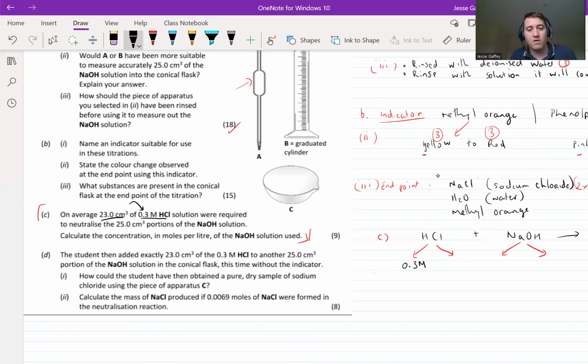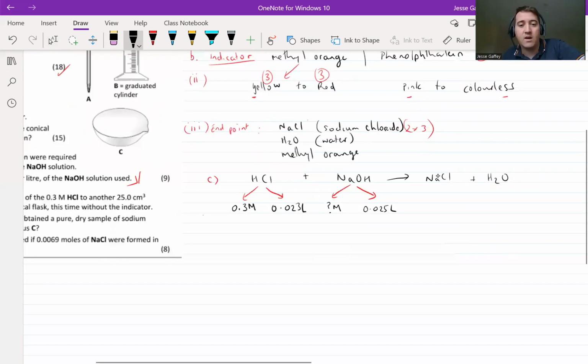So in liters, we're converting to liters, showed you how to do this in the previous couple of videos. So I'm not going through that again, but that's 0.023 liters. All right, for the NaOH then, we don't know the concentration because that's what we're trying to find, calculate the concentration. So this is a question mark molar. And what we know is that we had to use 25 centimeters cubed portions. So how many liters is that? Well, again, I'm not showing you how to do this. I've showed you in the previous videos. If you're still struggling with this, you got to go back and learn how to do that. And don't come back here until you know. 0.025 liters.